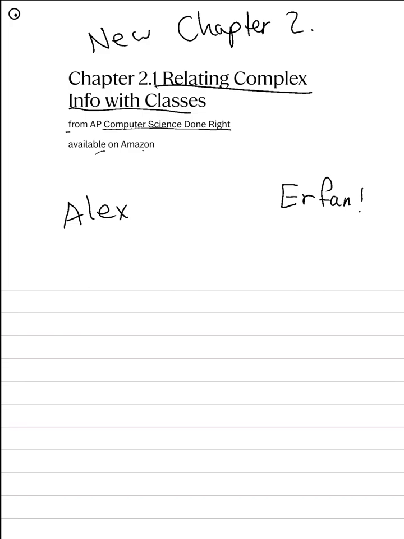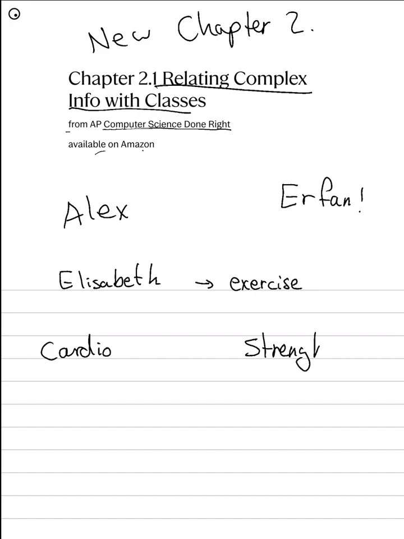Let's say Elizabeth wants to exercise to improve her health. This is an excellent idea. I highly recommend it for everyone else as well. There are two kinds of exercises that she could do. She could either have cardio exercises or strength exercises. You're very familiar with exercising, so I imagine you know the difference between the two.